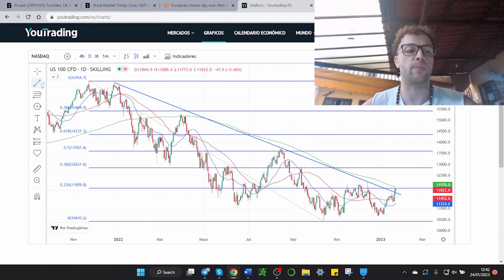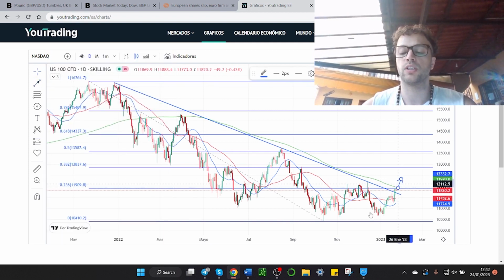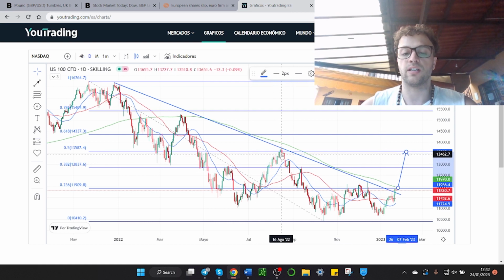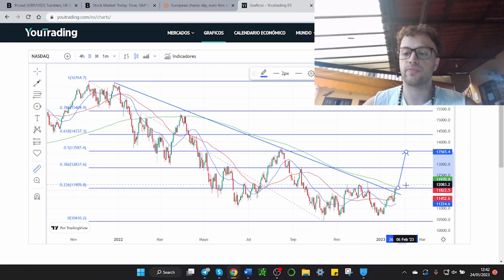So just speaking from a technical perspective, if this index can break above these levels, you'd be looking at a potential rally back. Well, I mean, you'd be talking about these September highs here, around 12,800. Potentially, you could even be talking about a test of the summer highs that we hit in August, around 13,800. That's a big rally from current levels.